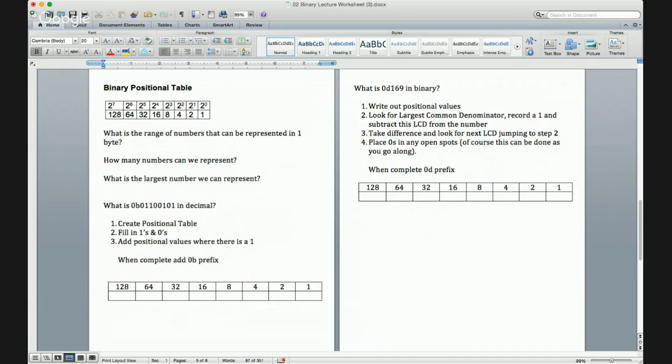How many numbers can I represent? 256, right? 0 to 255 represents 256 distinct numbers, okay? I gave that analogy, I've been kind of harping on it. Decimal, 0 to 9, smallest 0, largest 9, but there are 10 numbers, right?